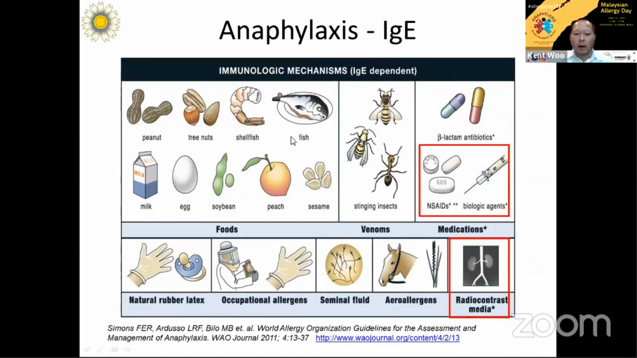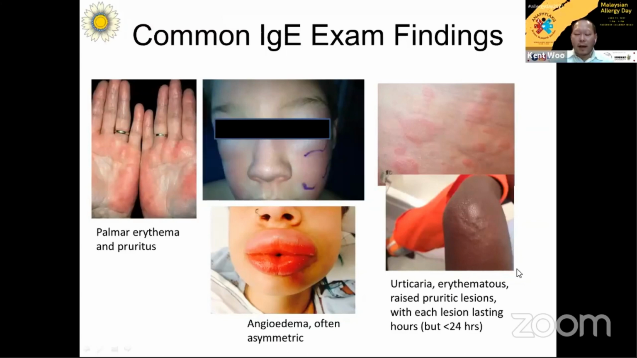Foods are one of the major triggers. Venoms by stinging insects and medications. These are our top three triggers. The bottom ones, like natural rubber latex, occupational allergens, aeroallergens, radio contrast media, do occur, but they are lower down the list. So this is what we see in anaphylaxis or in severe allergic reactions.